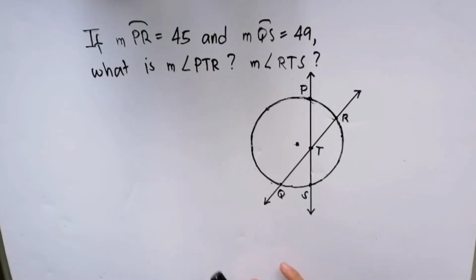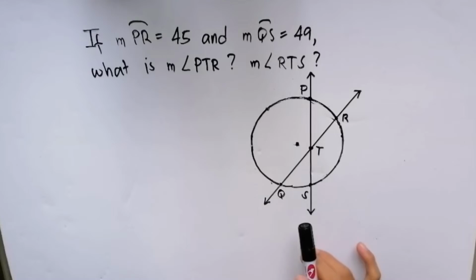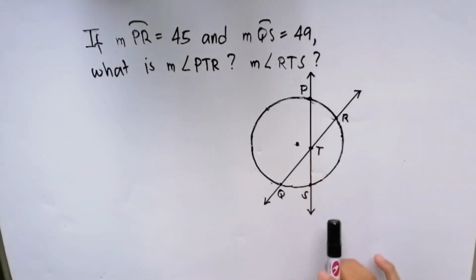If the measure of arc PR equals 45 and the measure of arc QS is 49, what is the measure of angle PTR and the measure of angle RPS? Now, since the angle PTR is inside the circle, the formula is the measure of angle PTR is equal to 1/2 times the measure of arc PR plus the measure of arc QS.